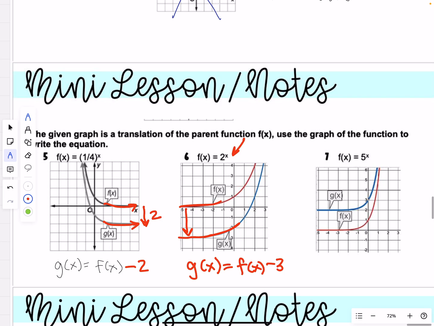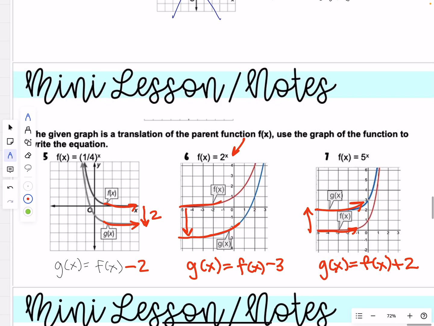All right. And then the last one we can see is, here's our new function. And here's our old function. So what happened here? Our old function went up 2 units. So g of x is equal to f of x plus 2 units.